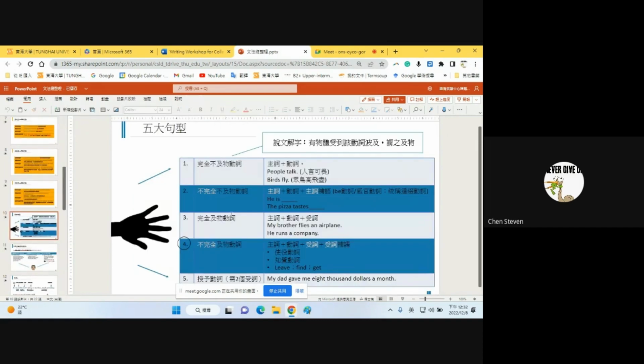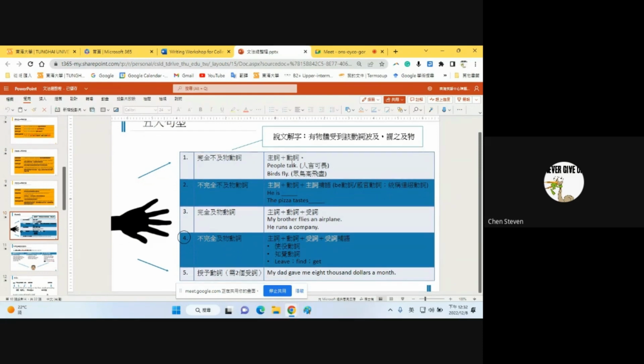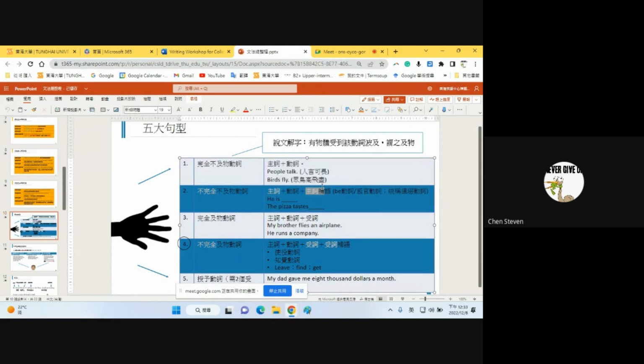And then another very important aspect is the different kinds of verbs. Okay, for us, more accomplished with English, I think this should be no problem with us. But the student really need to have this. It's a chart that they have to memorize. 不完全不及物, people talk, birds fly. If it's incomplete, intransitive, then you've got to have a subject complement. Okay, I can teach grammar in English, but it makes no point. So, whenever you do this, switch back to Chinese.